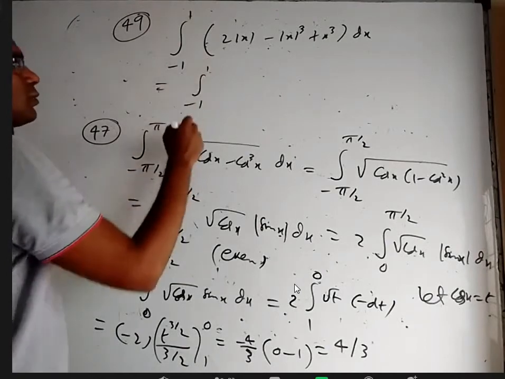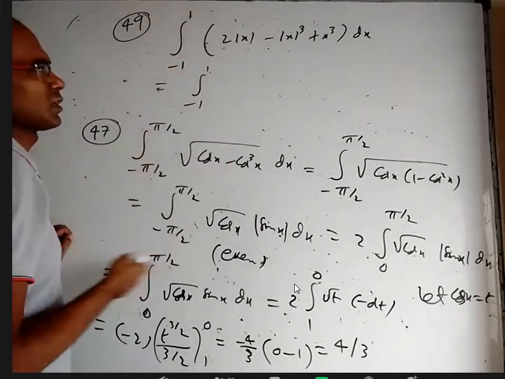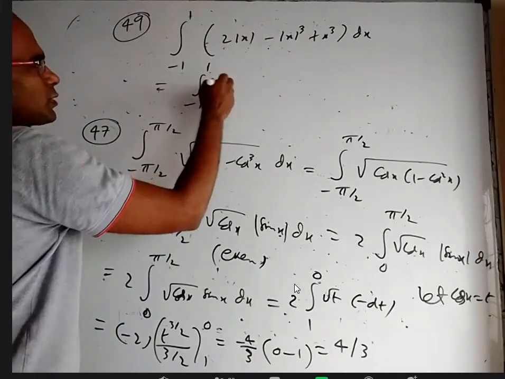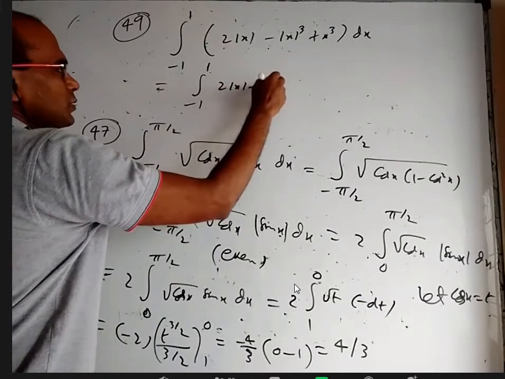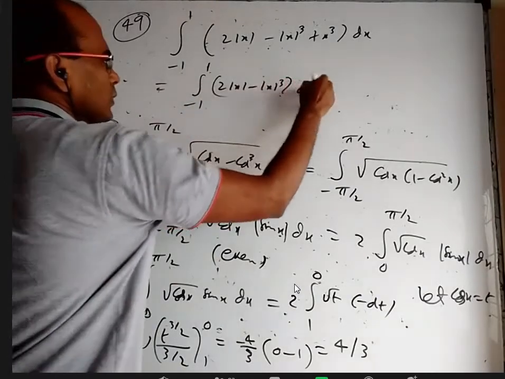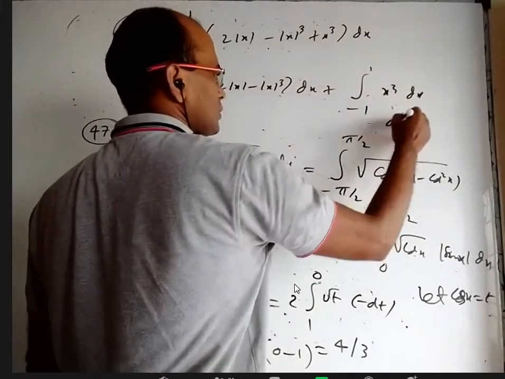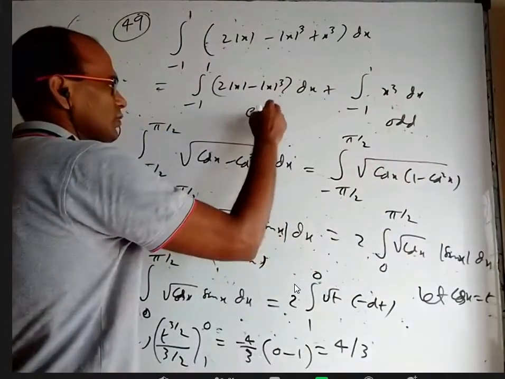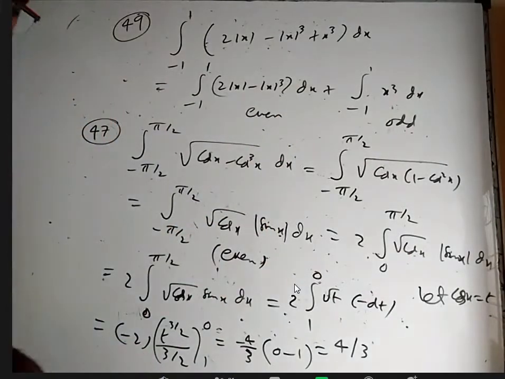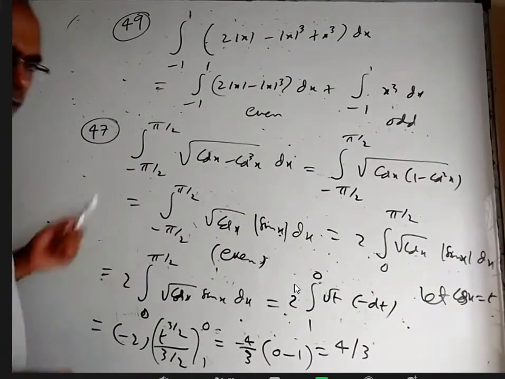Integral minus 1 to 1. I can write minus 1 to 0, 0 to 1 also. But I want to write minus 1 to 1, 2 mod x minus mod x cube dx separately, and integral minus 1 to 1 x cube dx separately. This is an even and this is an odd function.